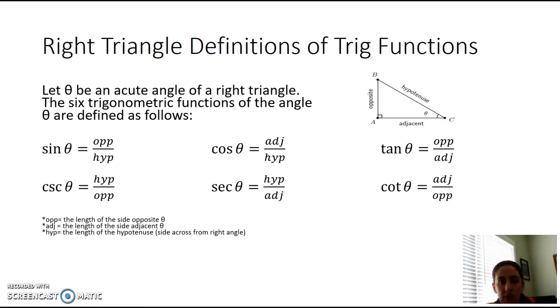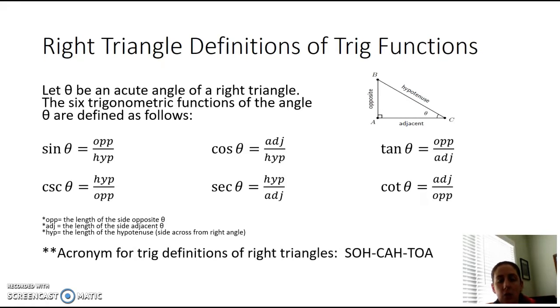Now notice for these little abbreviations, OPP is the length of the opposite side of theta, ADJ is the length of the adjacent side to theta, and HYP is the length of the hypotenuse, which is the side across from the right angle. We have a little mnemonic device that can help us remember sine, cosine, and tangent of theta, referred to as SOH CAH TOA. So sine is opposite over hypotenuse, cosine is adjacent over hypotenuse, and tangent is opposite over adjacent.